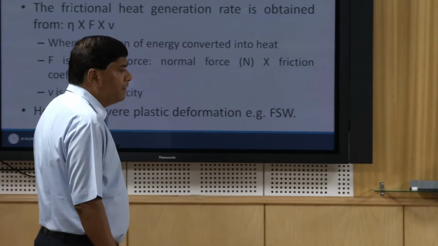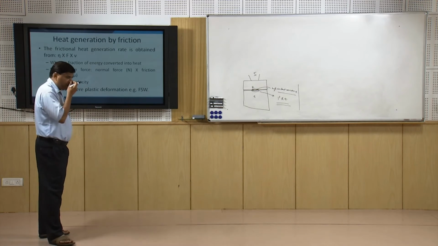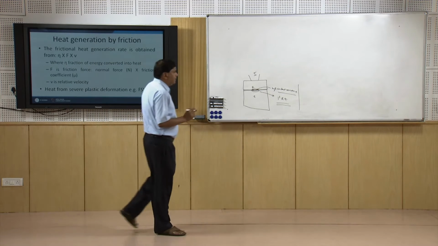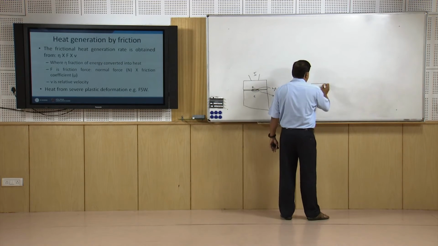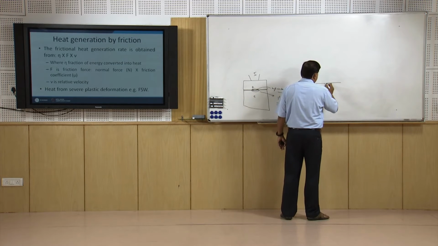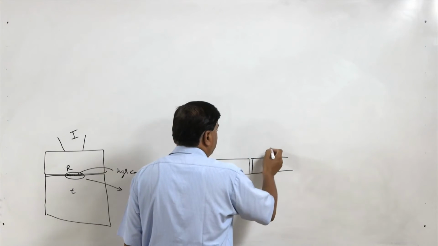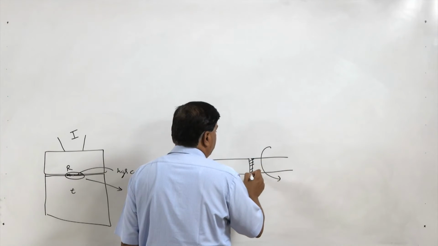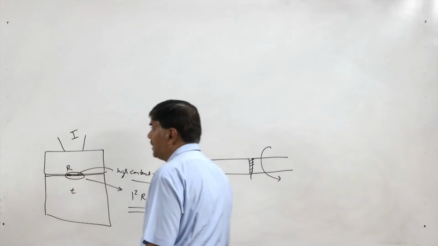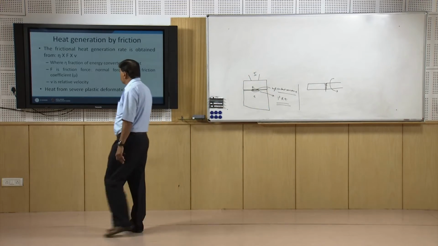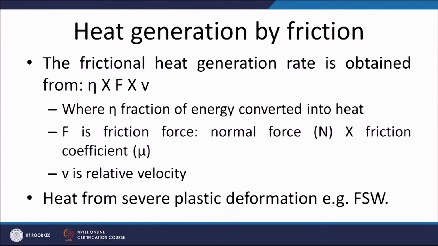Then friction welding is used in different forms. One is simple friction welding, where one end is kept fixed and another is moved, and it can be a translatory or rotary movement, and this movement under pressure generates frictional heat. The frictional heat generated can be given by eta multiplied by the frictional force multiplied by the velocity, where eta is the fraction of the energy converted into heat, F is the friction force obtained from the normal force multiplied with the friction coefficient, and v is the relative velocity.